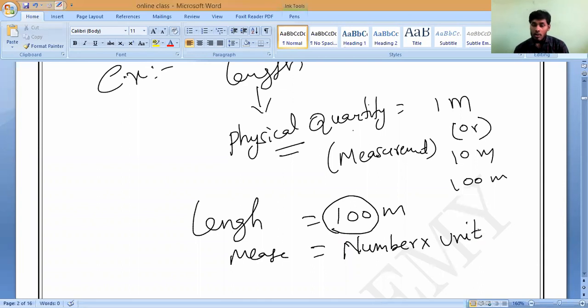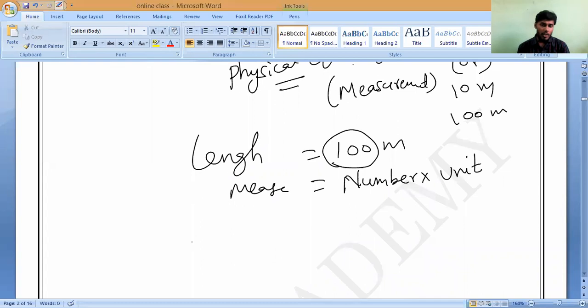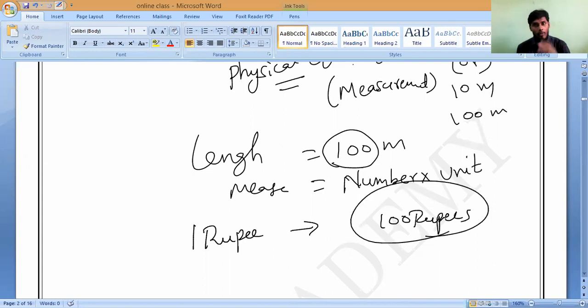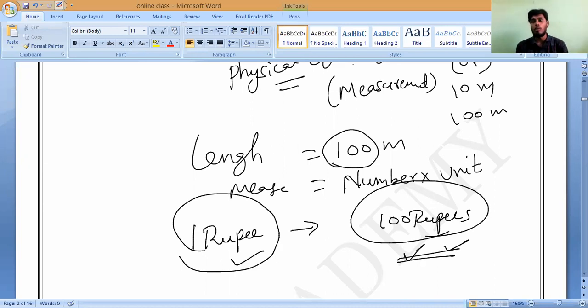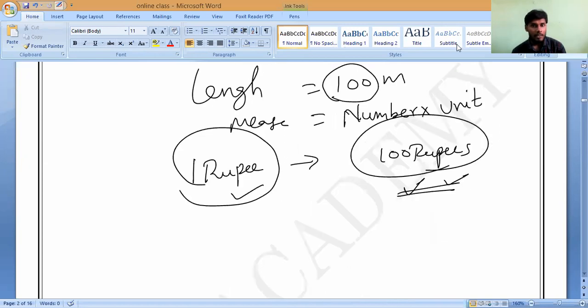So for example, I have 1 rupee. Now I made it into 100 rupees. How many single rupees am I considering to make it 100 rupees? I have 1 rupee and I made it into 100 rupees, meaning how many 1 rupees have I added? 100 rupees, correct or not?